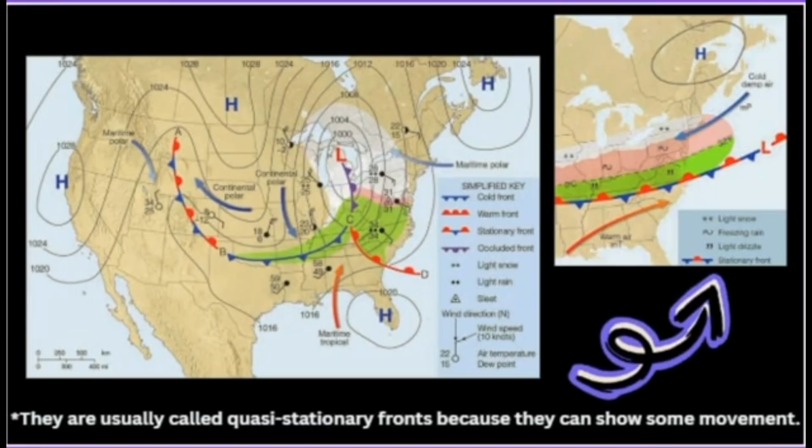As you can notice, the surface winds tend to blow parallel to the front, but in opposite directions on either side of it. Moreover, the upper level wind often blows parallel to a stationary front.